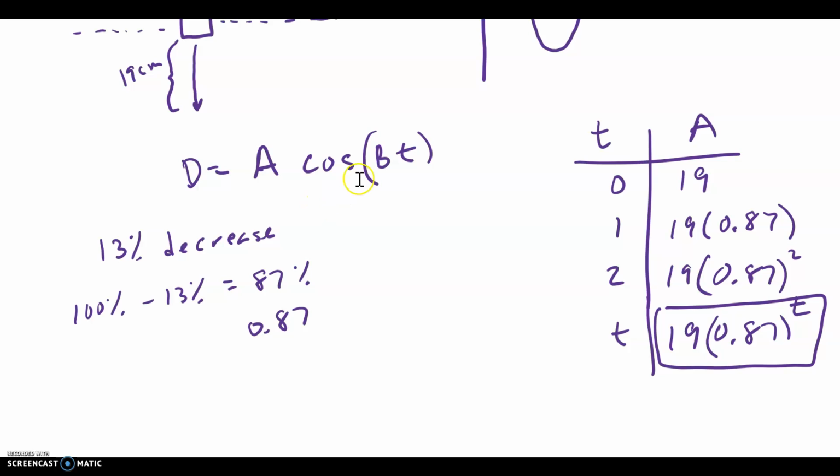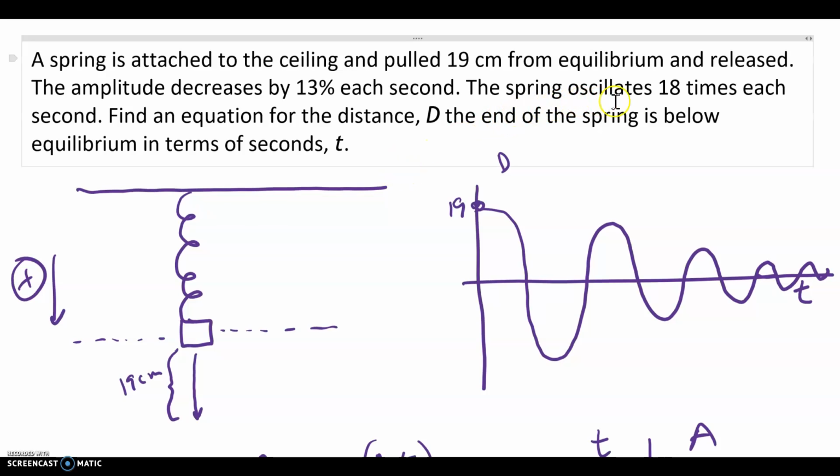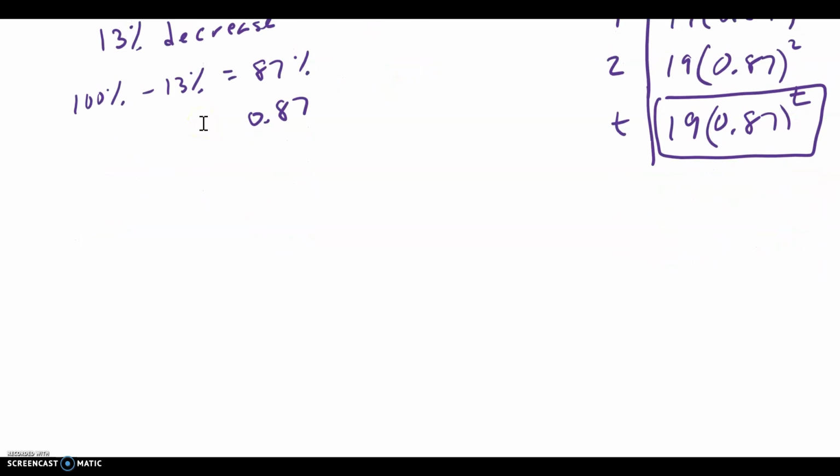All right, now for B. So we're told period. Actually, we're not told period. We're told that the spring oscillates 18 times each second. So that actually is called frequency. So the frequency is 18. We can call it cycles per second.